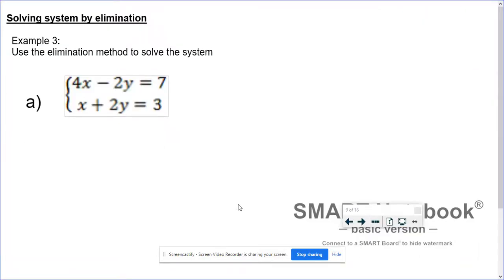Right, so welcome to the second part of lesson 3.2. The first objective was to solve systems by substitution. The second part is to solve by elimination. So that's what we're going to do here.